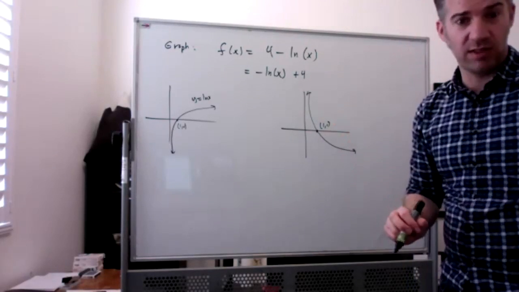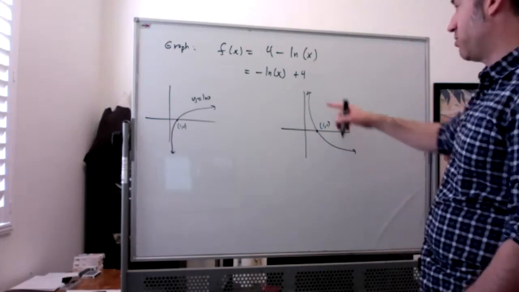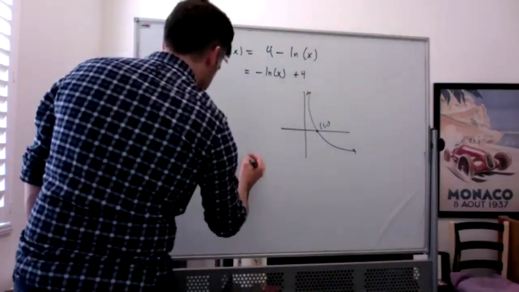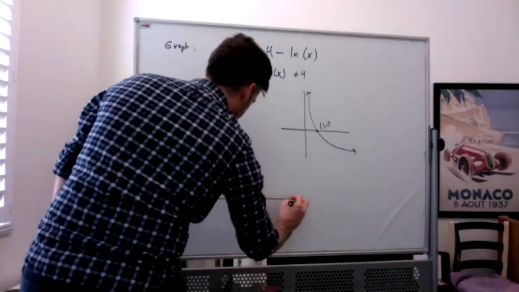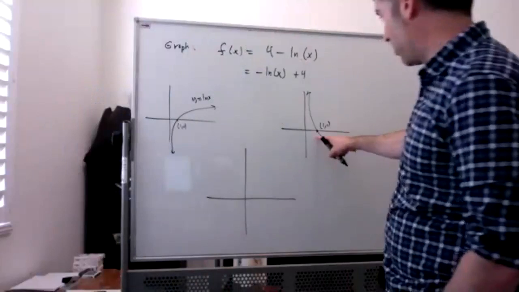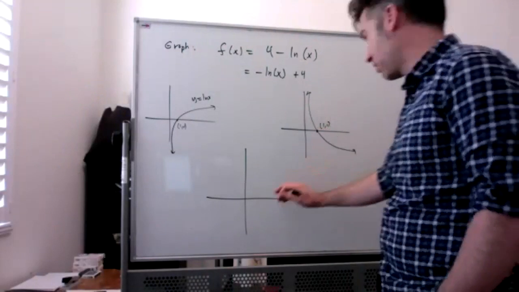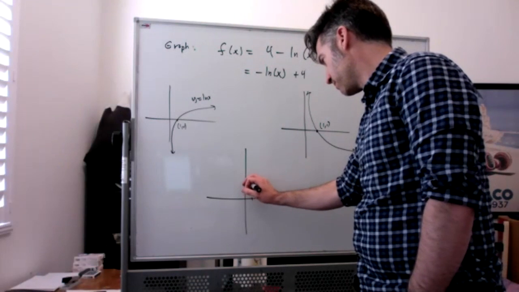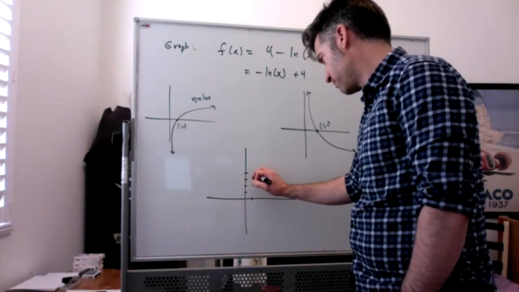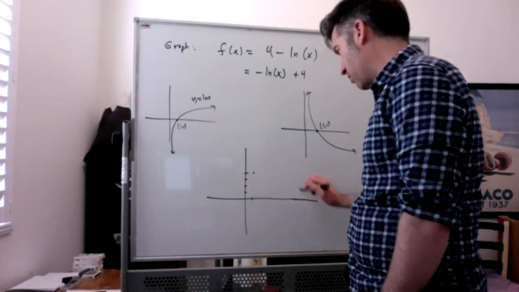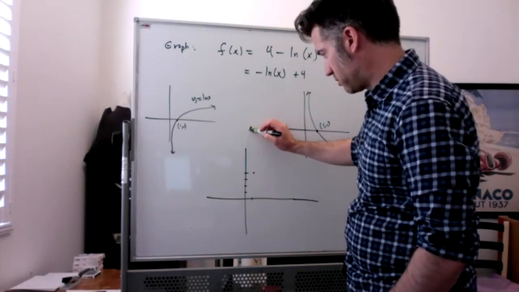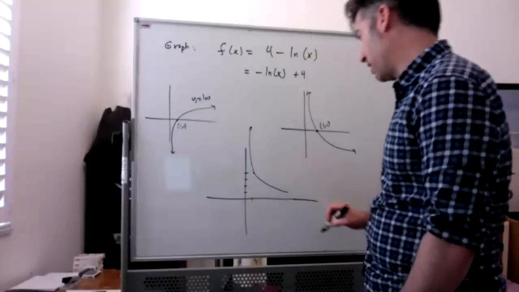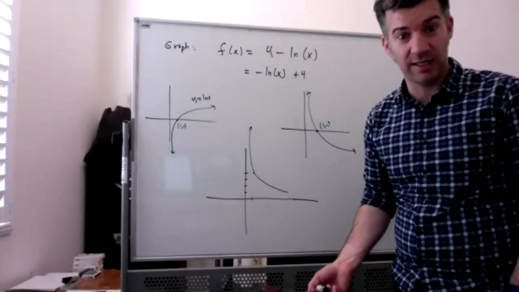Still the same x-intercept of (1, 0). And then this plus 4 is going to shift us up 4. And I would probably think about where this point landed. So I'm going to move this point up 4. So the graph is going to look kind of like this. And eventually it will cross the x-axis.